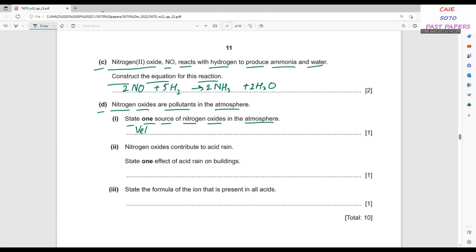Vehicle engines or car exhaust. Car exhaust fumes or fossil fuel powered stations.